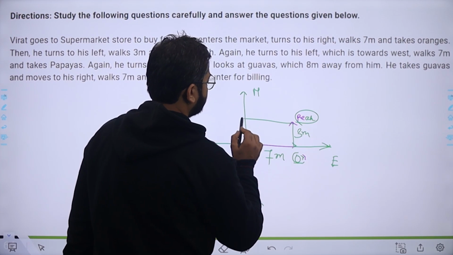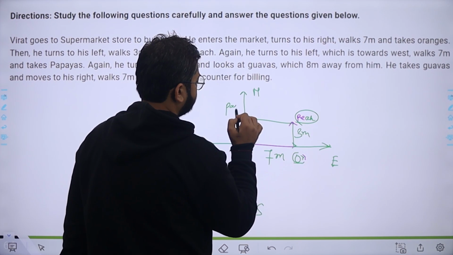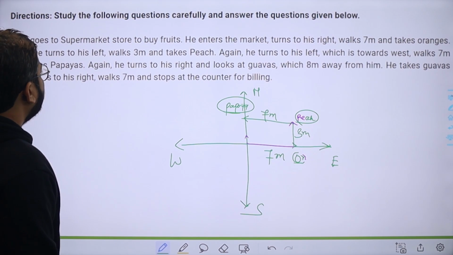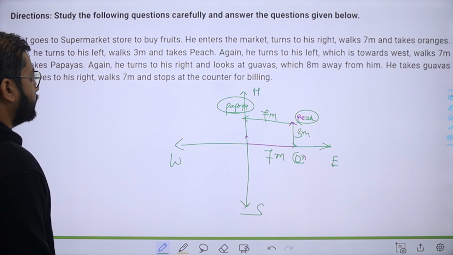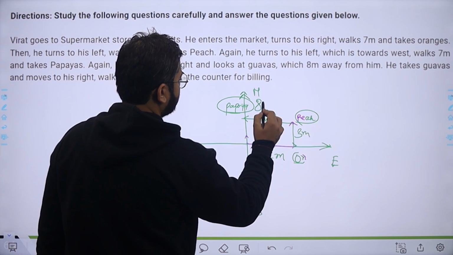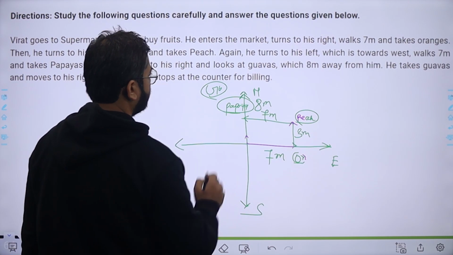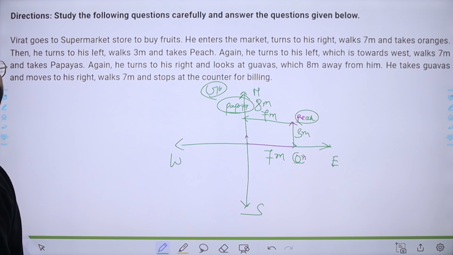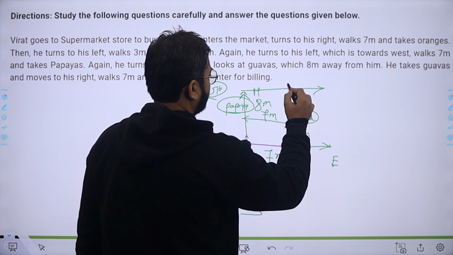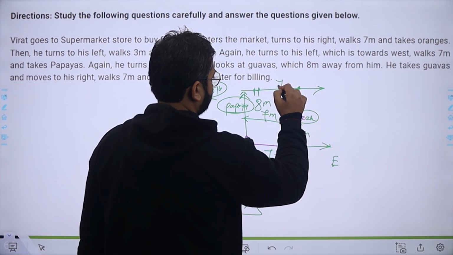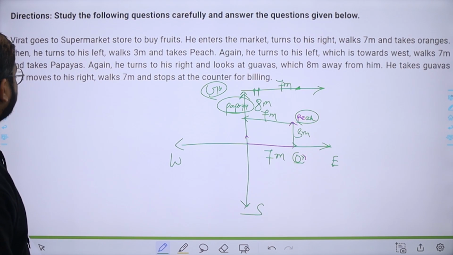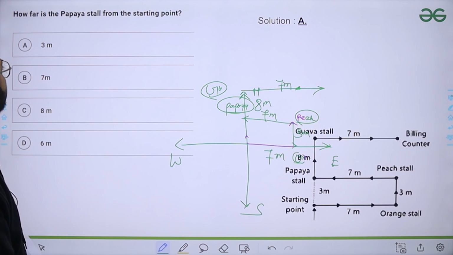Okay, so it means he's coming here, papaya from here, 7 meters. Again he turned his right and looked for the guavas. So from this side he is going and he is taking guava, which is 8 meters. So this distance is 8 meters, guava. He takes the guavas and moves to his right and walks 7 meters and stops for the billing point. Then he is moving in this direction 7 and stops for the billing point. 7 meters will be here only. Okay, and billing point. So the question is, how far is the papaya stall from the point?